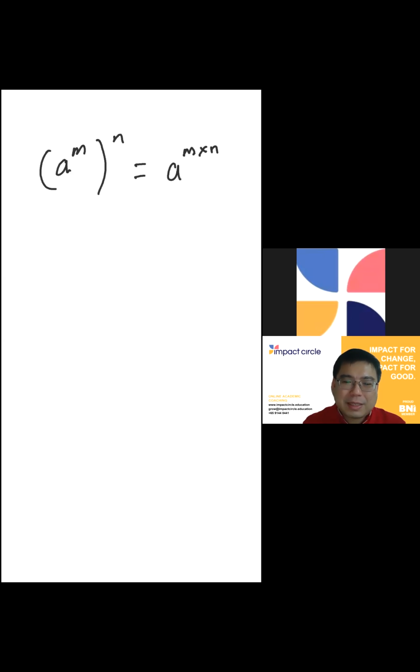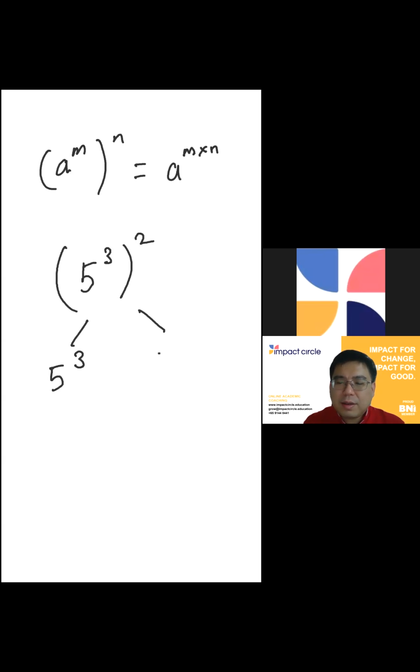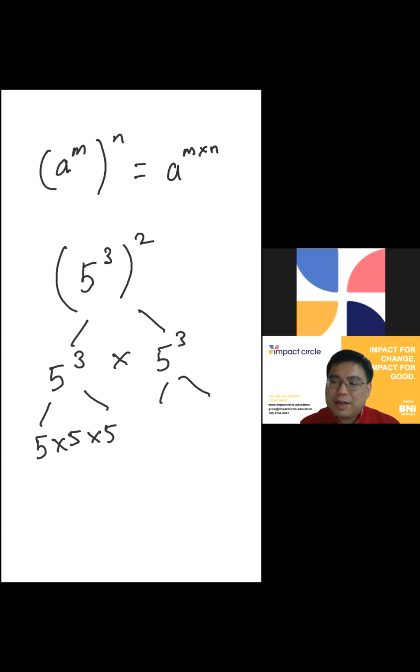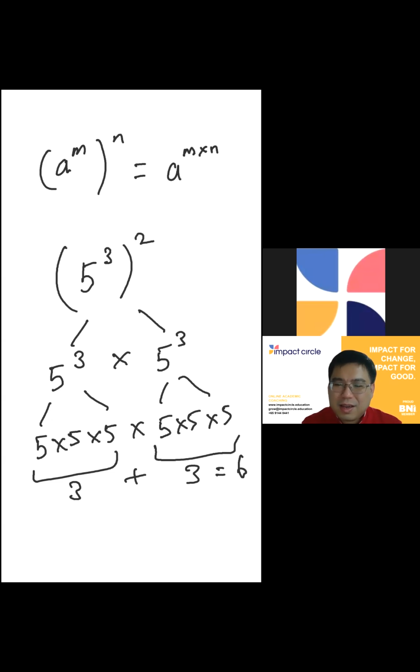Let's take a look at a simple example. Let's say we have 5 to the power of 3, and we take the whole thing to the power of 2. This actually means that we have 2 copies of 5 to the power of 3. And these 2 copies are multiplied together. Each of these 2 copies are then further split into 3 copies each. 5 times 5 times 5. And on this side, another 5 times 5 times 5. And these 2 sets of 3 are multiplied together. So how many copies of 5 do we have then? We have 3 here. We have another 3 here, giving us a total of 6 copies of 5. And you can see that this is actually 5 to the power of 6.